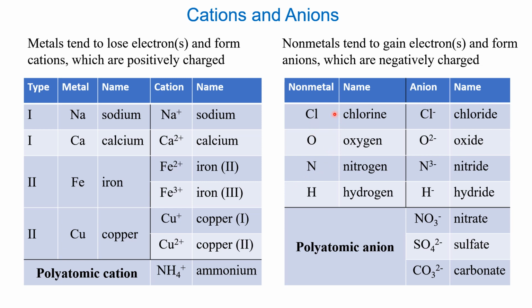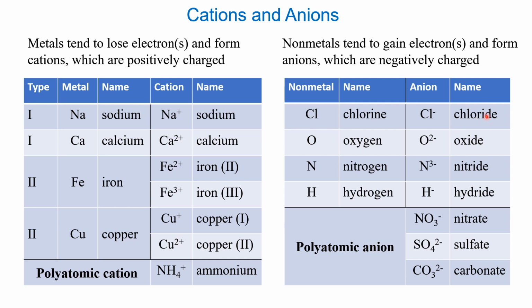Now let's talk about the anions. Anions can be formed from the nonmetals, like a monoatomic anion, such as chlorine. The name of the element is chlorine, but if this forms the anion, you have to change the name to -ide.